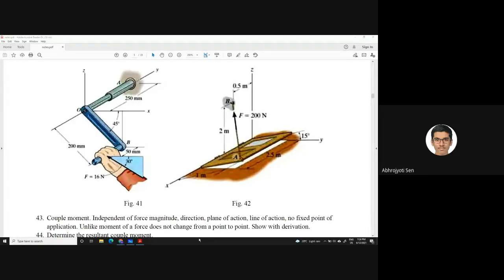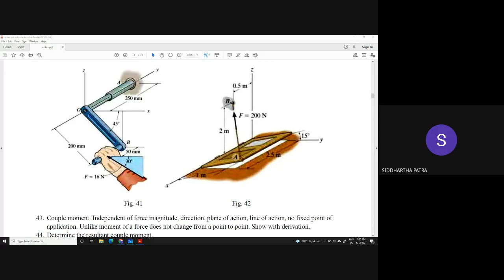It would be in the y-axis. It would be, sorry, plus 200 j cap. It's in the y-axis. No. You see that 200 millimeter right there.